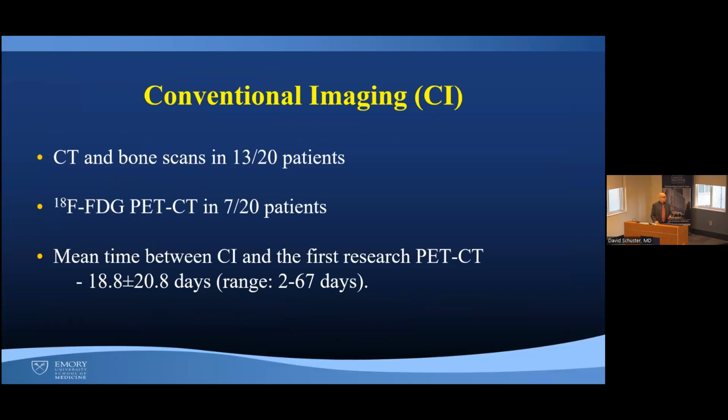CT and bone scans were done as conventional imaging in 13 patients, FDG PET in 7 patients. And the mean time between conventional imaging and the first research PET was 18.8 days, so that's pretty good. So even in our range, up to 67 days, we kept to that 2 months, which was great.